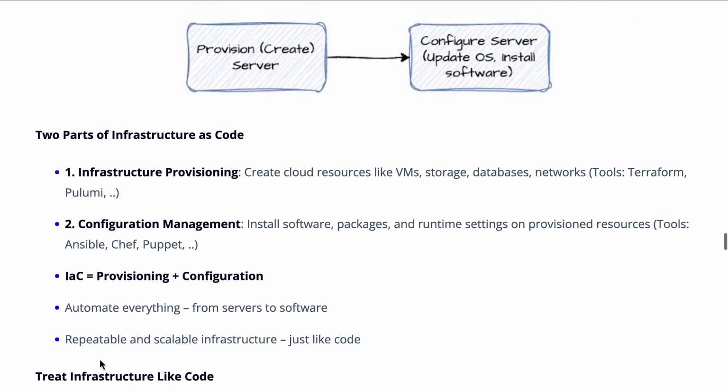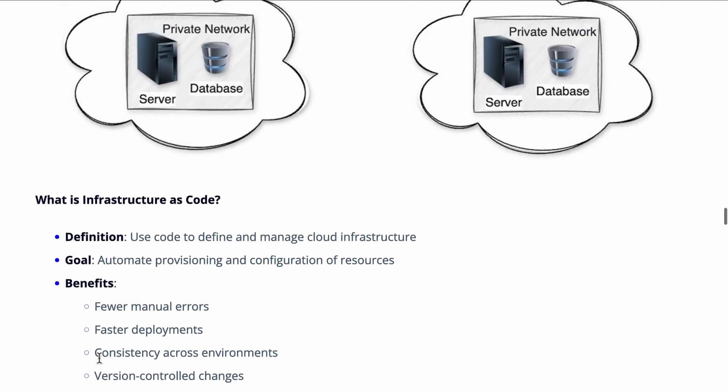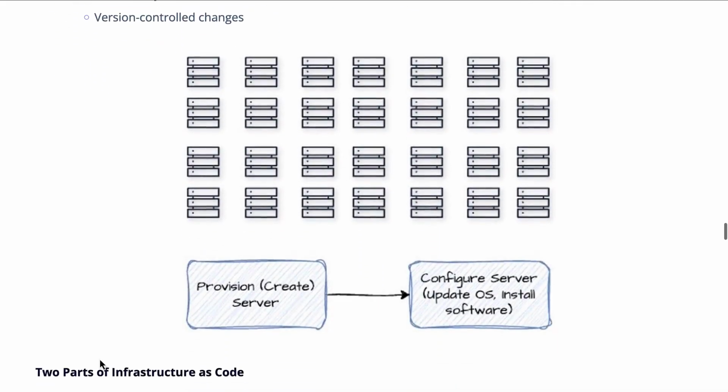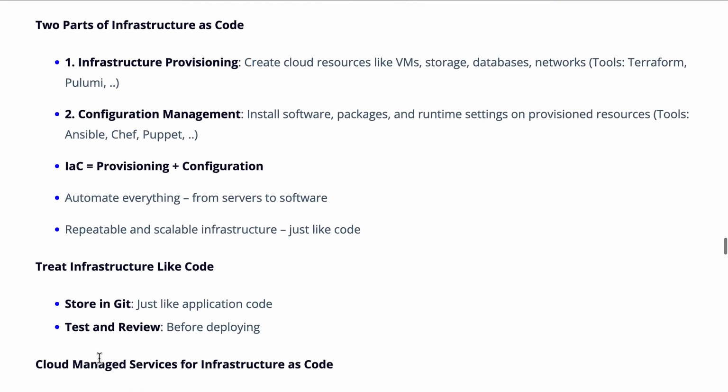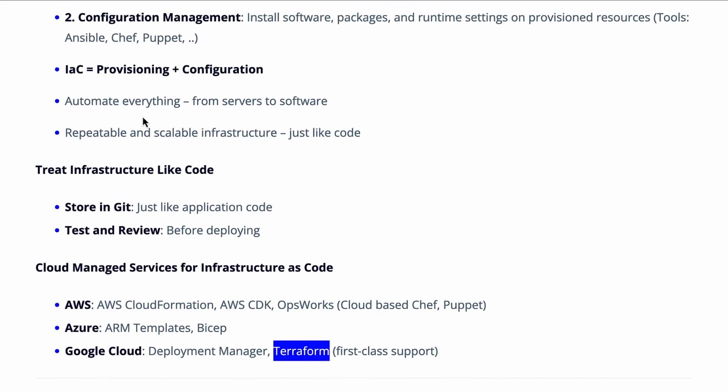In this specific step, we talked about infrastructure as code. The goal of infrastructure as code is to use code to define and manage cloud infrastructure. You want to automate provisioning and configuration of resources. We talked about the two parts, provisioning and configuration management. We also talked about the software. Terraform and Pulumi are used typically for infrastructure provisioning, and Ansible, Chef, Puppet are typically used for configuration management. So the goal of infrastructure as code is to treat infrastructure just like code. And we also looked at the cloud managed services for infrastructure as code. I'm sure you're having a great time, and I'll see you in the next step.